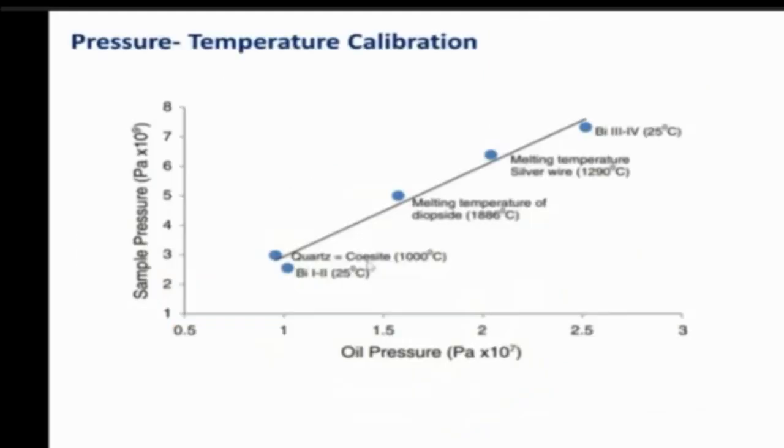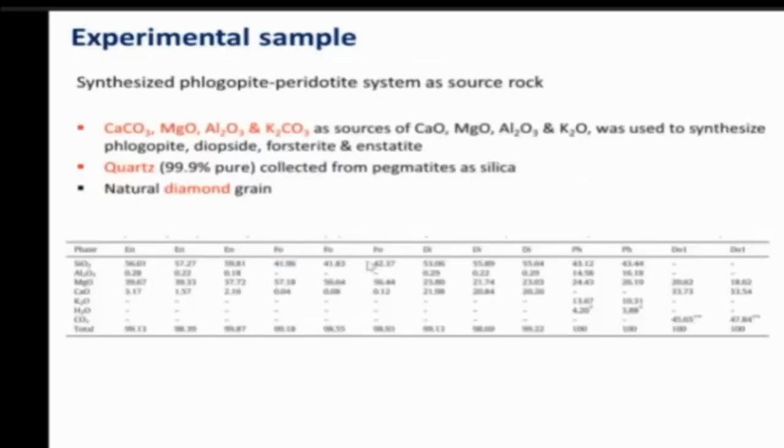So this shows a pressure temperature calibration that was used in this study. The bismuth transitions, bismuth 1 to bismuth 2 and bismuth 3 to bismuth 4, were used for the pressure calibration. And the melting of quartz, coesite, diopside melting, and silver melting were used to calibrate the temperature.